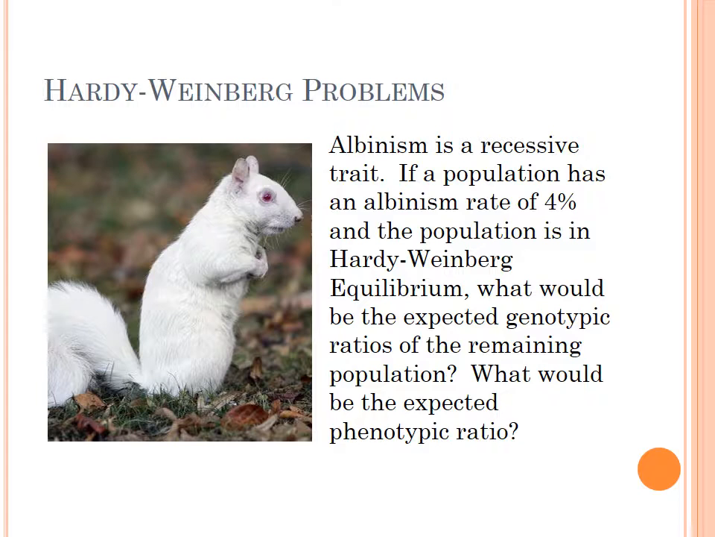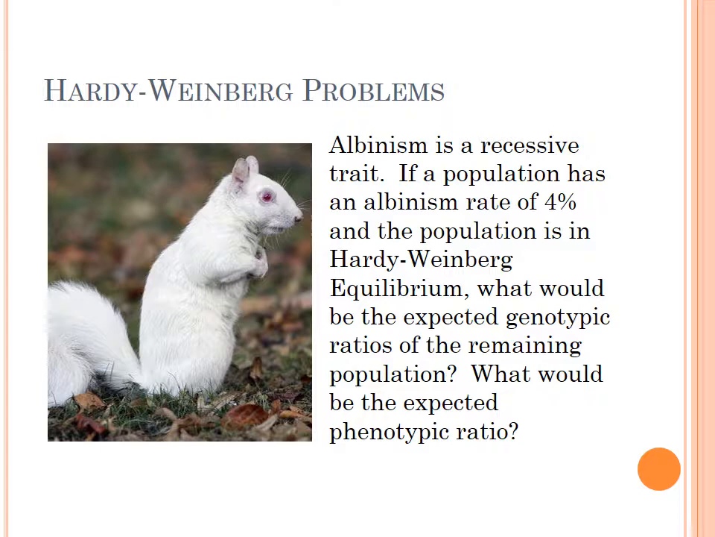All right, and if q is 0.2, what does p equal? 0.8. So what is the frequency of the heterozygote? 2pq. 2 times 0.2 times 0.8, which is 0.32.